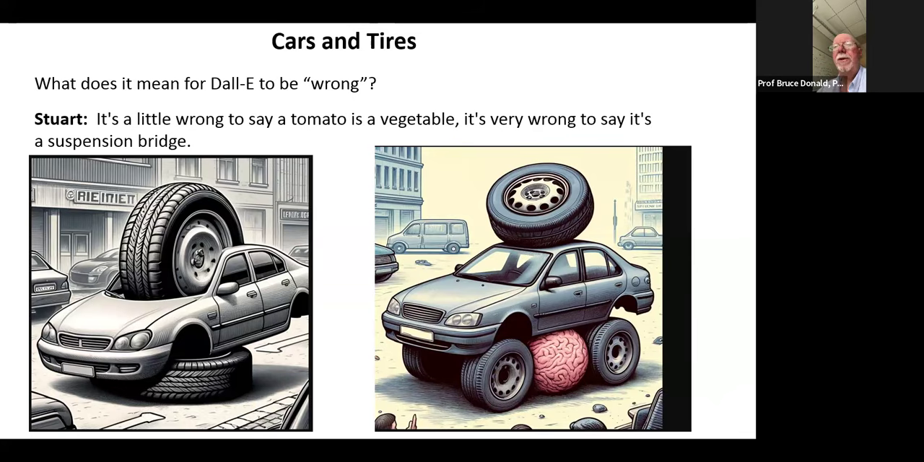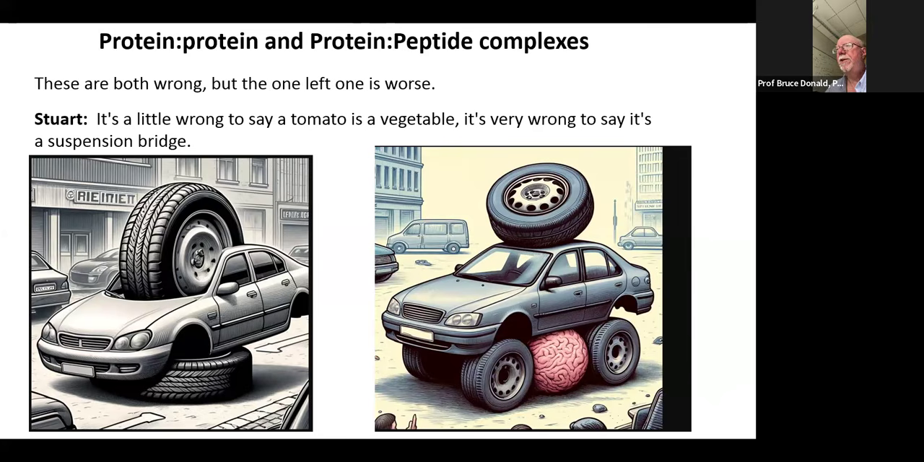And so we see a similar thing happening with AlphaFold 3, which is why we should be cautious about using it for protein assemblies. Let me show you what we see. So this is a result. We can look at this and say the one on the left is worse, the one on the right is still wrong, and we could be quantitative about this if we wanted to.